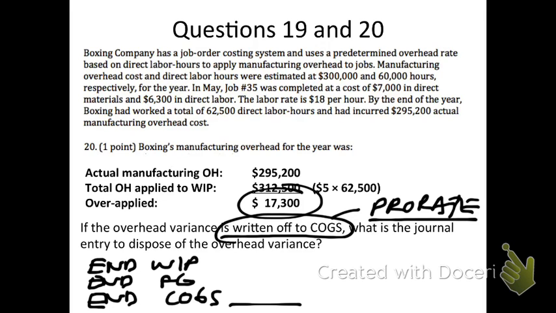So the conceptual justification for prorating is that if I've over-applied, I put too much cost into my production, and which products are overcosted? Well, products that haven't been finished, products that are finished but not sold, and products that have been sold. So that's why we would prorate. So just be aware that proration is a choice in addition to just writing off the variance to cost of goods sold.